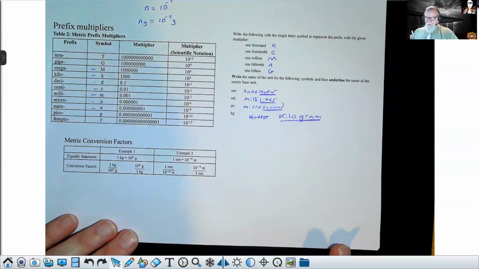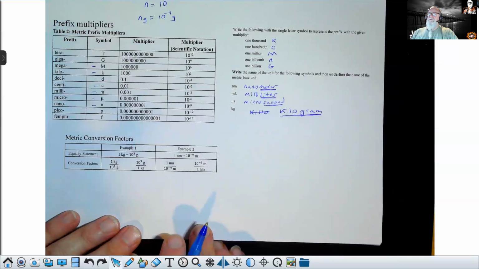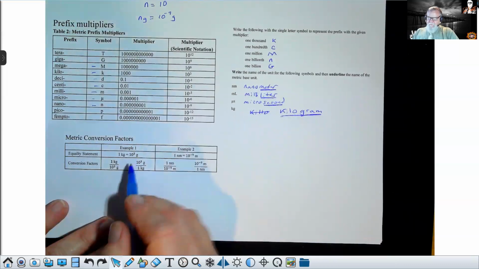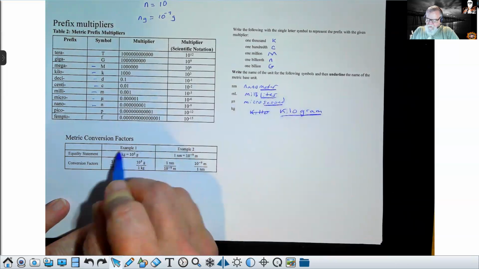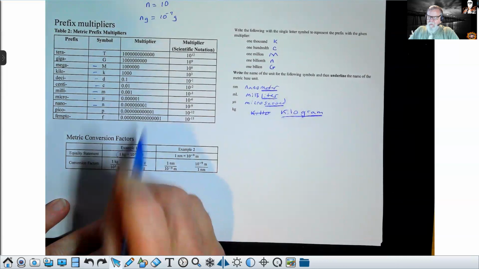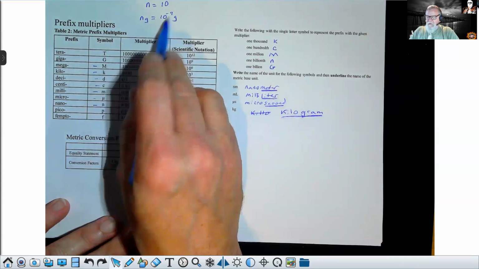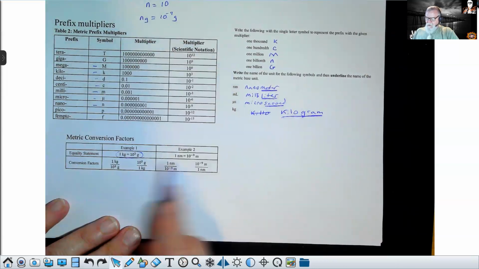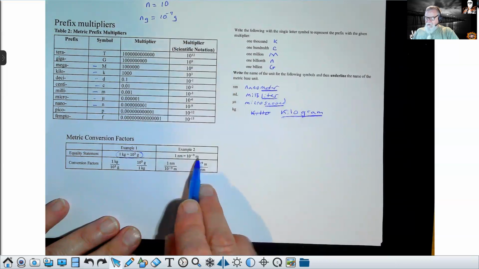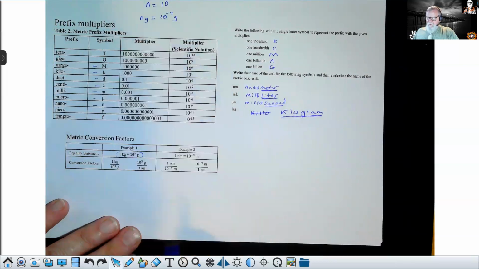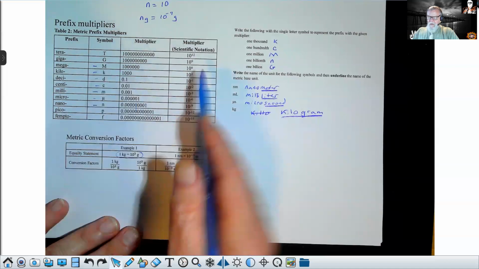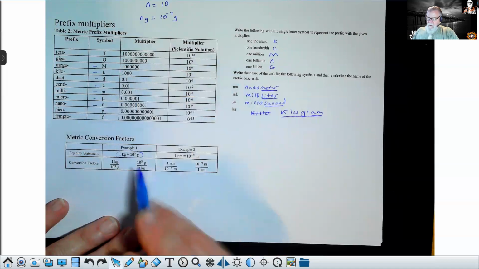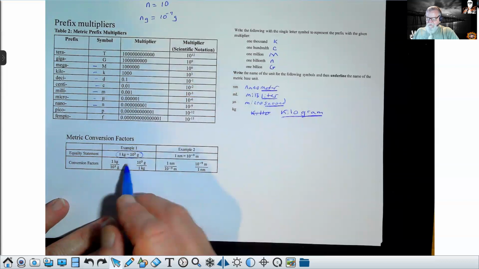Okay, so then let's talk a little bit about metric conversion factors. So when we have an equality statement, and here's an equality statement here, 1 kilogram is equal to 10 to the third grams, or 1 nanogram is equal to 10 to the negative 9 grams, right? 1 nanometer is 10 to the negative 9 meters. So these are 3 different examples of equality statements, and we can do that with any unit and any multiplier that we want. Then you can make 2 conversion factors out of that.